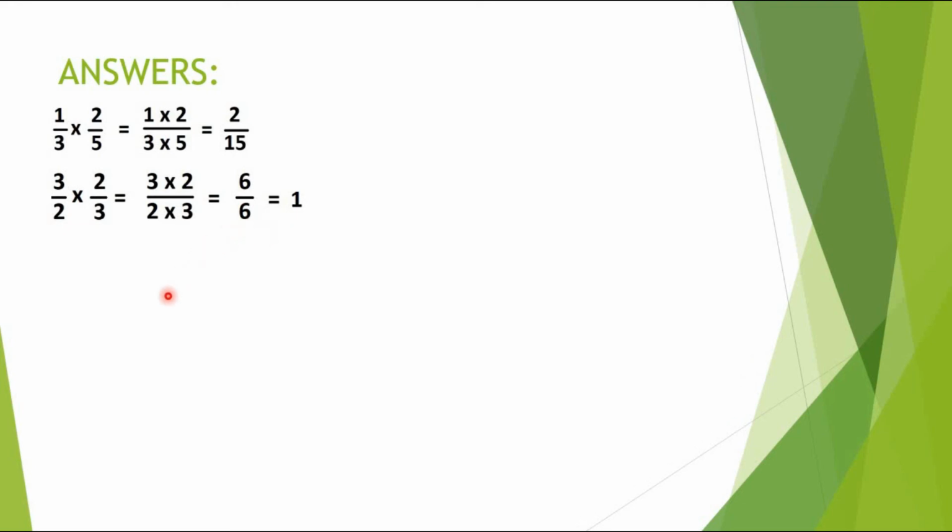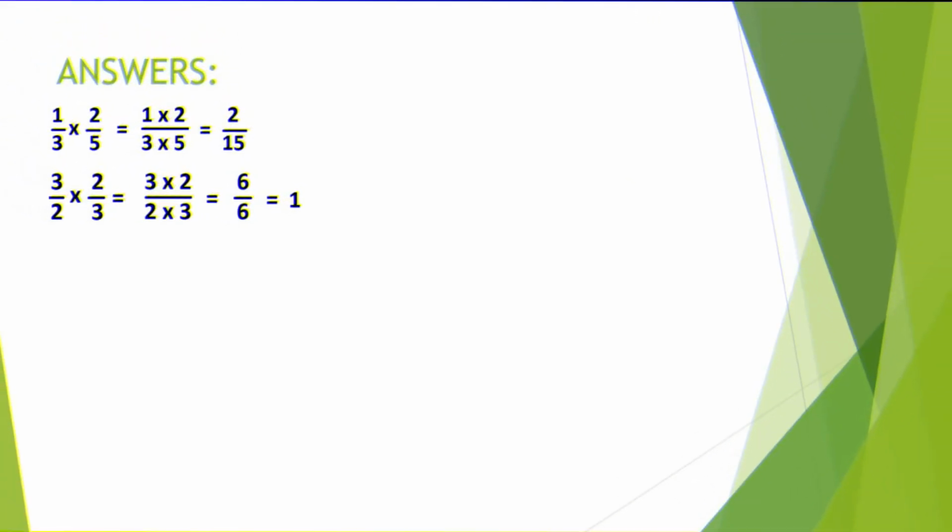Pag napansin niyo, meron tayong mga rules during the previous lessons na pwede natin i-cancel out ng mga to. So, kapag pinansin niyo, cancel out 2 and make it 1. Cancel out 3 and make it 1. So, mangyayari 1 times 1 all over 1 times 1. Ang sagot din naman is 1.